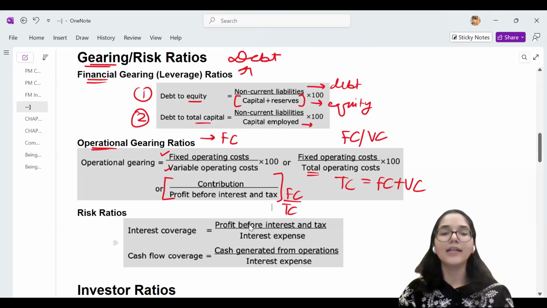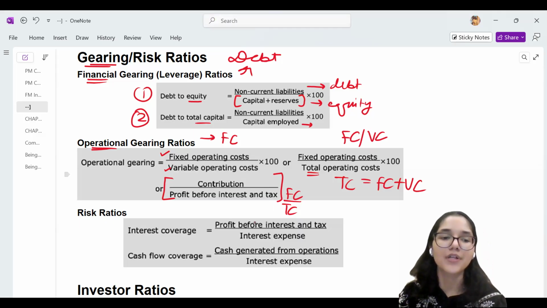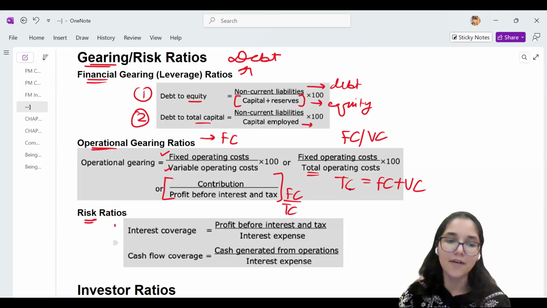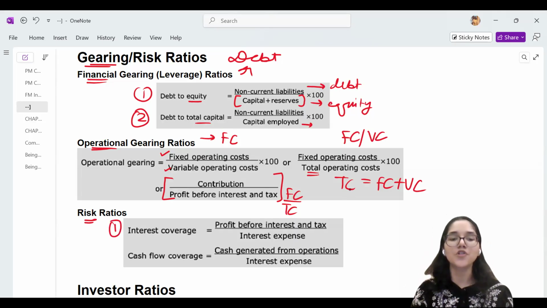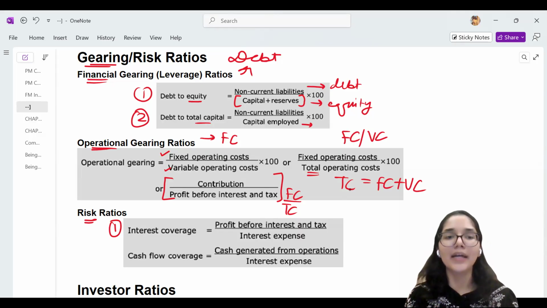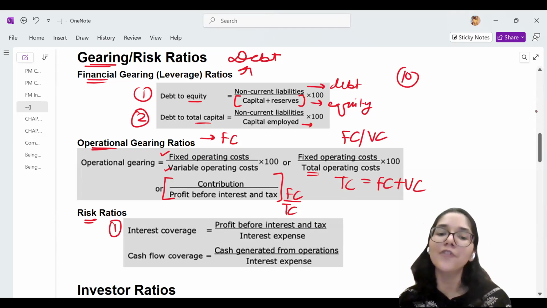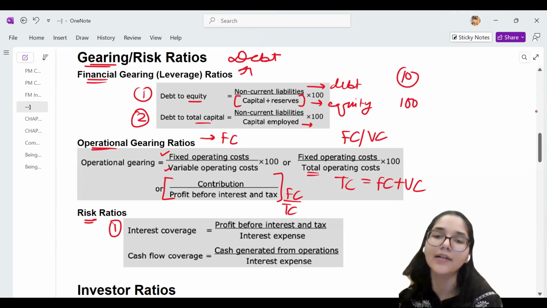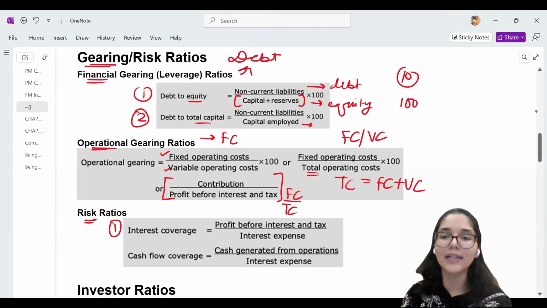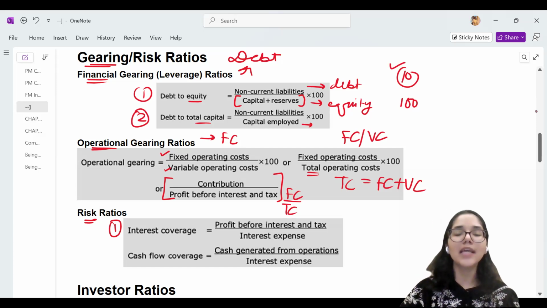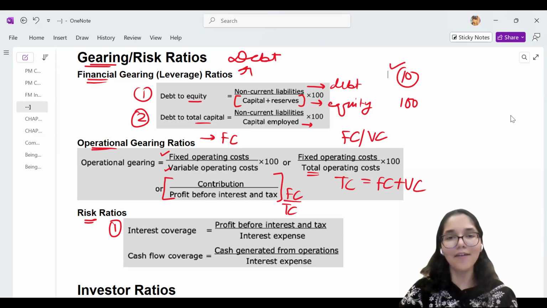And the third subcategory within these ratios is the risk ratios. Here they measure the risk that the company is facing. First is the interest coverage ratio. This ratio measures that if a company has to pay interest, let's suppose the interest expense is $10 million, and the profit the company has generated is $100 million. If I have to pay $10 with the $100 that I have earned, how many times can I pay these $10 to you?